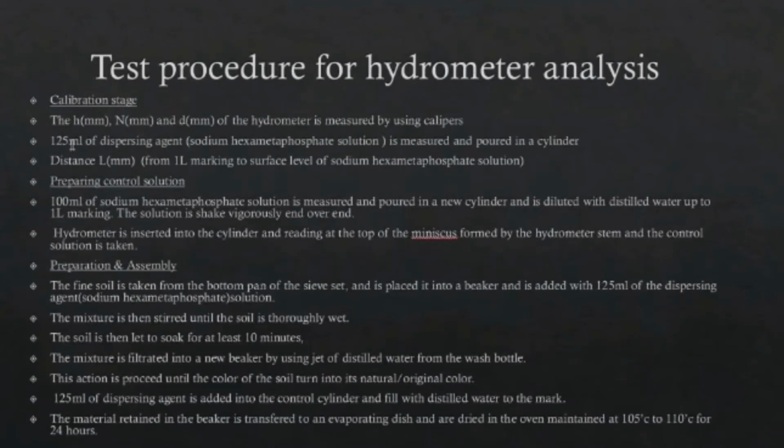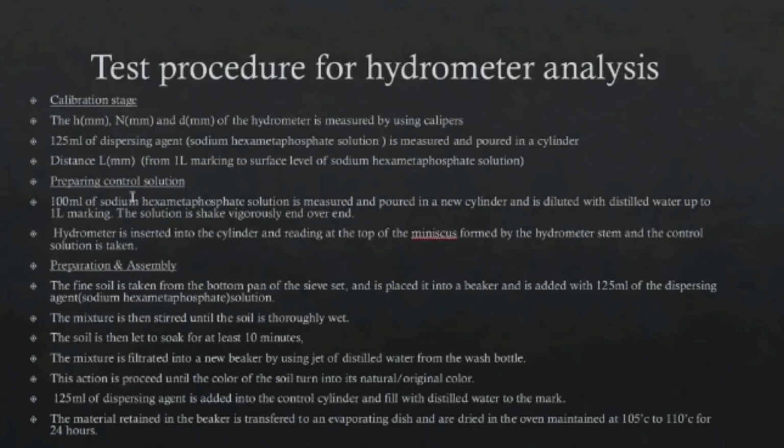For the test procedure for hydrometer analysis, we start with the calibration step. The H, N, and D of the hydrometer are measured by using calipers. 125 ml of dispersing agent, which is sodium hexametaphosphate solution, is measured and poured into a cylinder. Distance L is measured from the 1 liter marking to the surface level of the sodium hexametaphosphate solution.